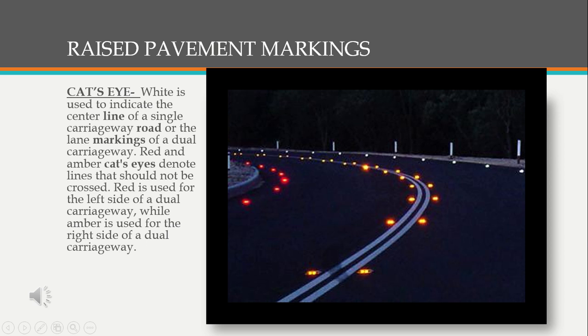Raised pavement marking is a safety device used on roads. These devices are usually made with plastic, ceramic, thermoplastic paint, glass, or occasionally metal, and come in a variety of shapes and colors. Cat's eye white is used to indicate the center line of a single carriageway road or the lane marking of a dual carriageway. Red and amber cat's eyes denote lines that should not be crossed. Red is used for the left side of a dual carriageway. Amber is used for the right side of a dual carriageway.